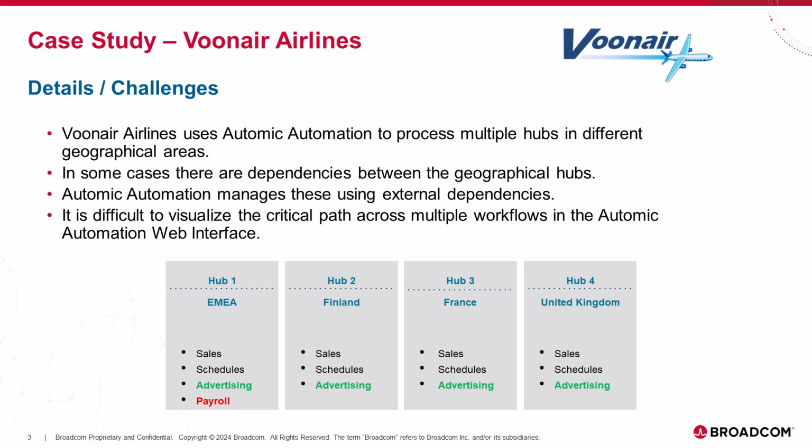There are separate Atomic Automation workflows for each geographical area. Although most of these processes are specific to the geographical area, in some cases there are dependencies between them. For example, payroll in red, which runs within a main EMEA workflow, cannot start until all the advertising processes, shown in green for all geographical areas, have completed. Atomic Automation uses a feature called external dependencies to manage these dependencies.